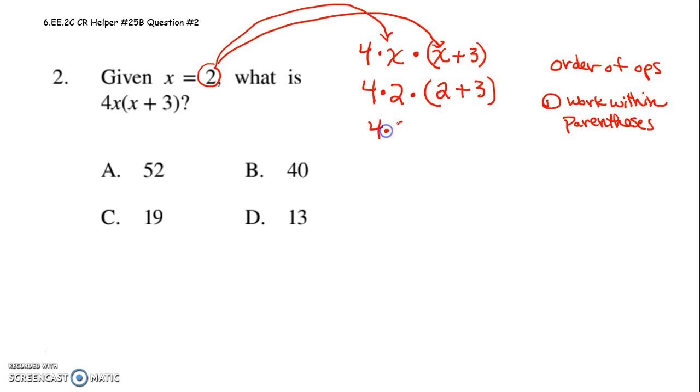So I still have 4 times 2 times within parentheses, and I know Mr. Anderson, one of the 6th grade teachers, has you box in what you are doing. So if you work within parentheses first, you should box in this 2 plus 3. 2 plus 3 is 5.